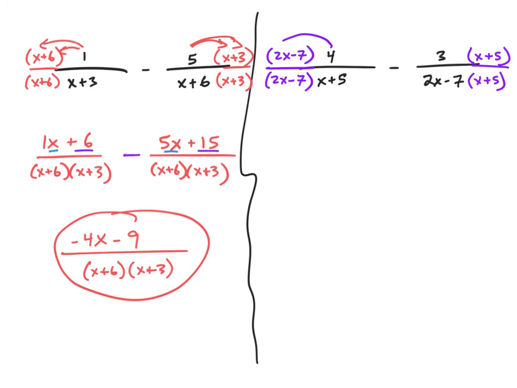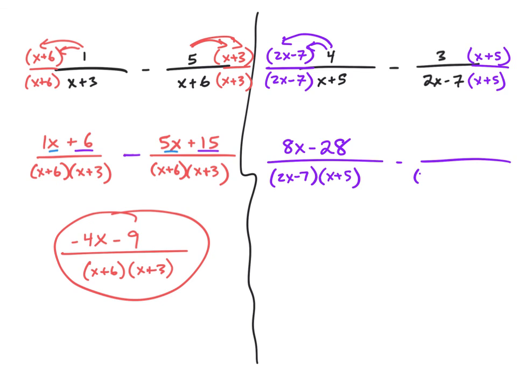My new numerator is going to be 4 times 2x, which is 8x. 4 times negative 7, which is negative 28. And I can go ahead and write down my common denominator. And make sure I distribute on the top. I now have 3x as my new numerator. I now have 3 times 5, which is 15, as my new numerator. I got common denominators, fantastic.